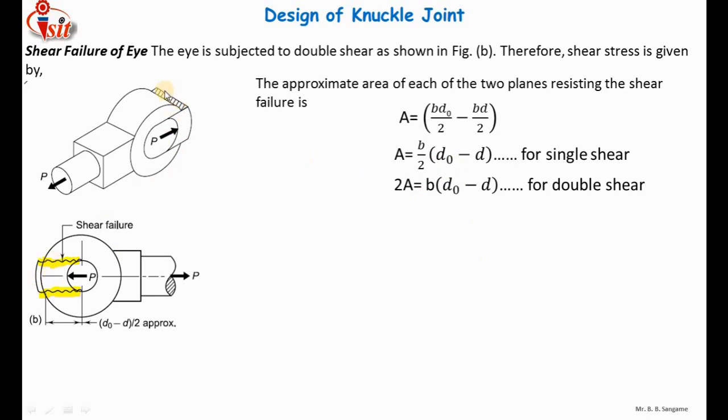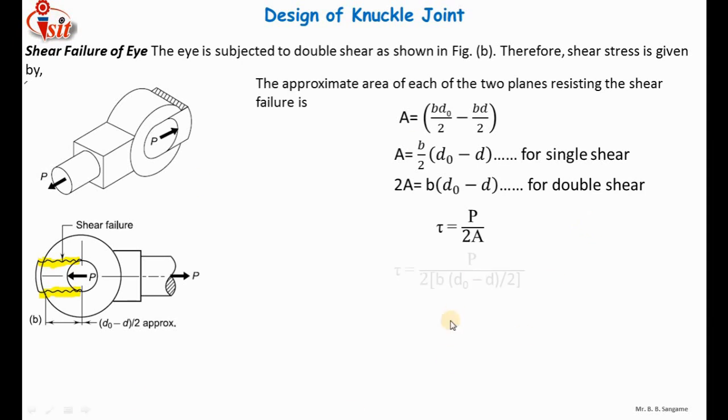Here do by 2 minus d by 2 is the area for single shear. If you consider the area at the upper portion, you can see there is a double shear. Shear will take place at this plane and this plane also. For single shear, the area will be A is equal to b by 2 into (do minus d), and for double shear the formula will be 2A is equal to b into (do minus d). So the induced shear stress is tau is equal to P divided by 2A. The area is multiplied by 2 because double shear takes place here.